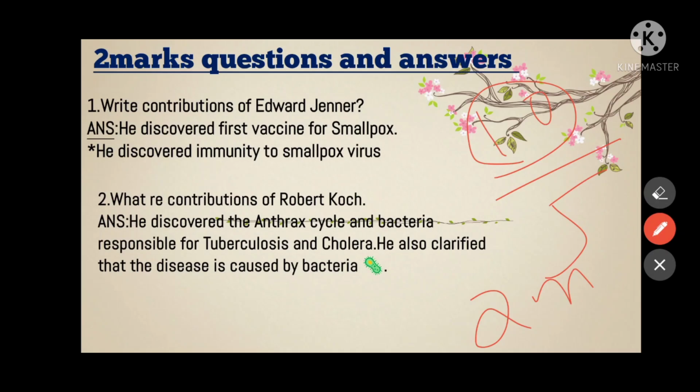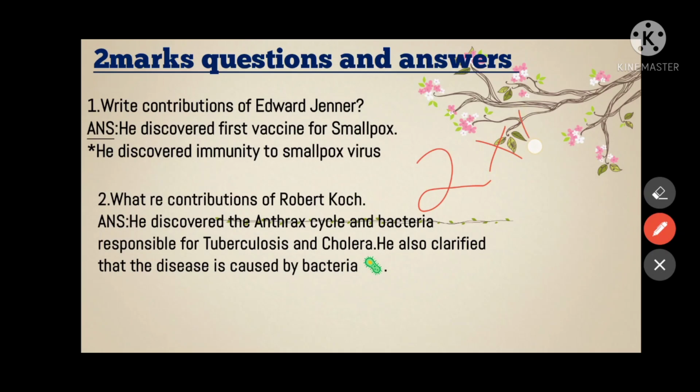Sometimes what they will do, they will collect the question from your 10 marks, 5 marks, sometimes directly 2 marks from previous year question papers. So it's very easy to detect those 2 marks questions. Basically, 2 marks questions are 10 in the examination.